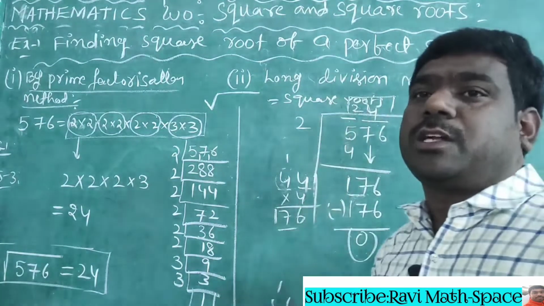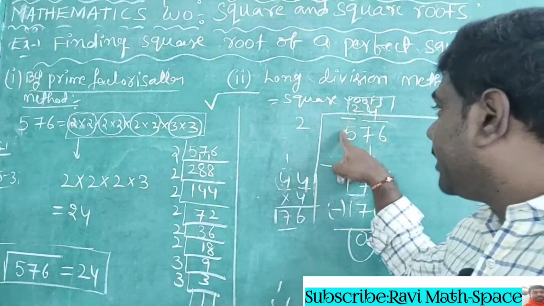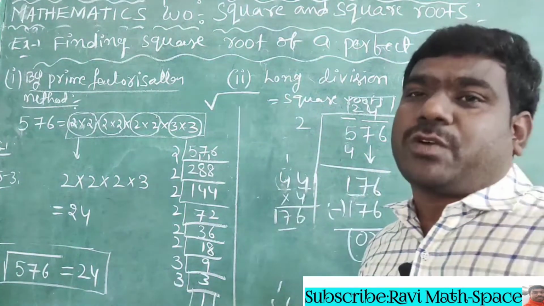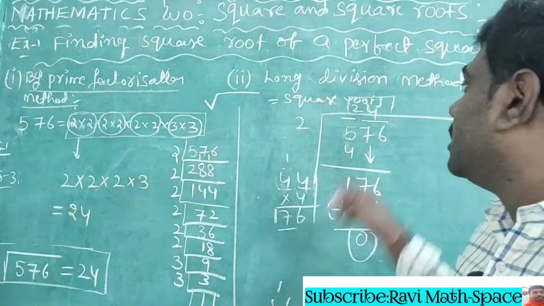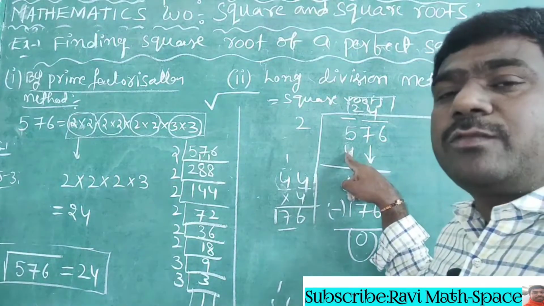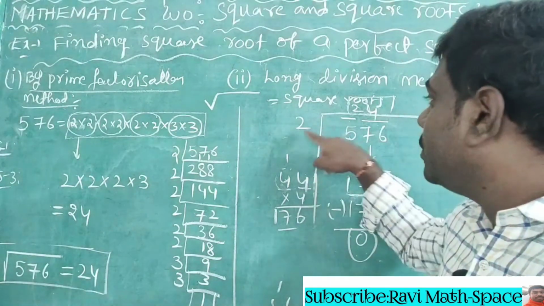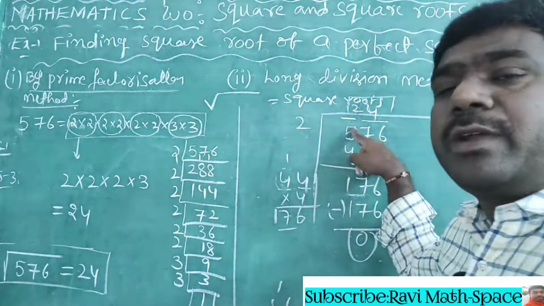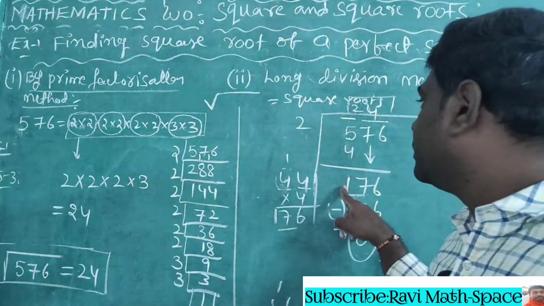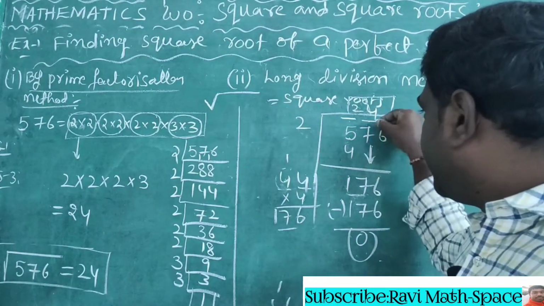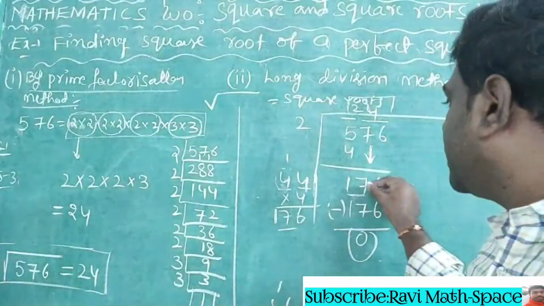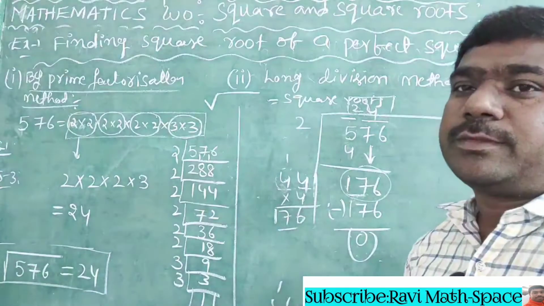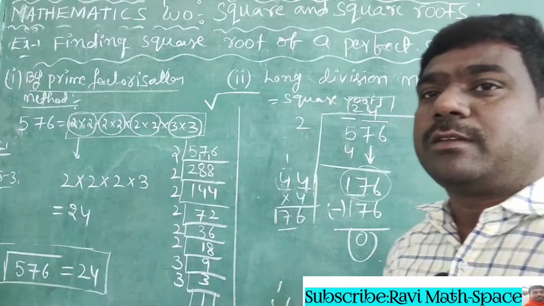Now the procedure starts. Take the first pair here, that is 5. Consider the nearest square, that is 4. 4 is what square? 2 squared. So 2 into 2, that 4 we subtract from 5, and we will get 1. Next, bring the next pair down, that is 76. Now we have a new dividend. Now again apply the division.